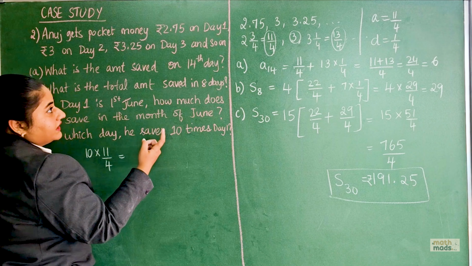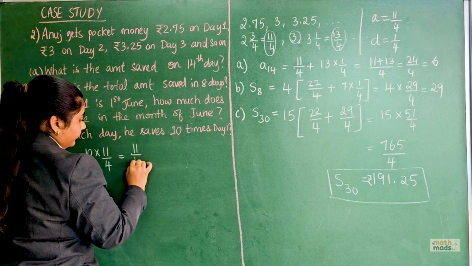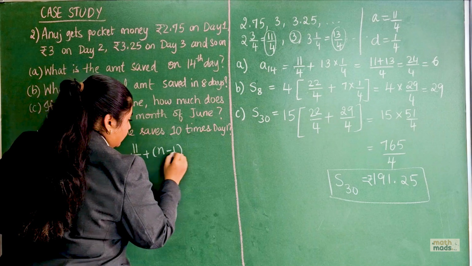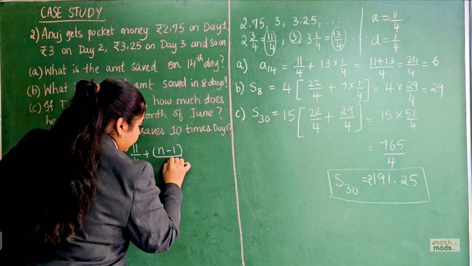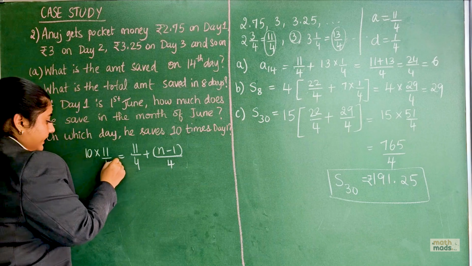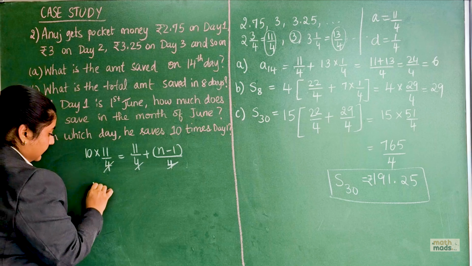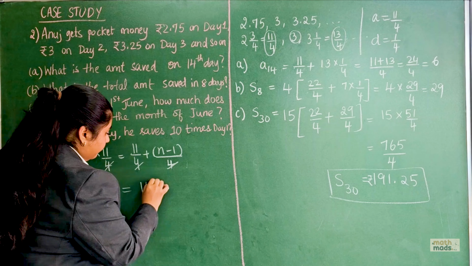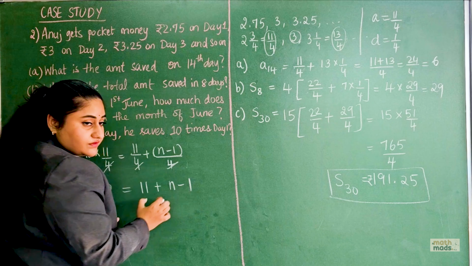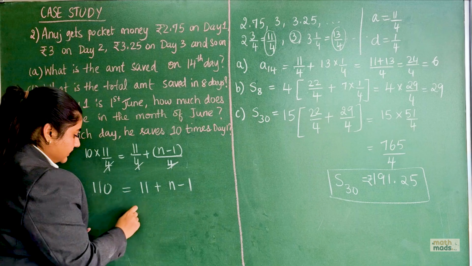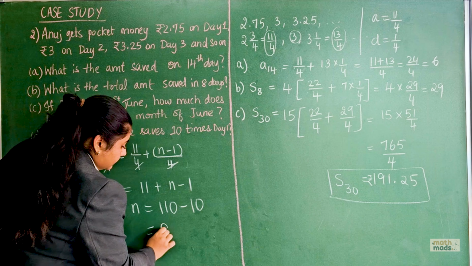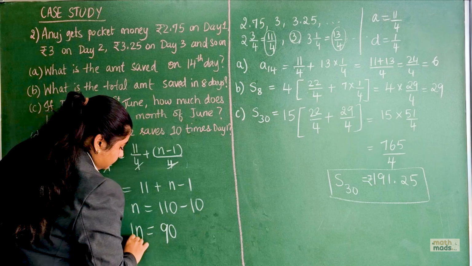So a plus (n minus 1) into d. a is 11/4 plus (n minus 1) into d, which is 1/4. So into 1/4 is nothing but (n minus 1) divided by 4. Now I can see that 4 is common throughout, so I can cancel it out. So 10 into 11 is 110, is equal to 11 plus (n minus 1). So if I do 11 minus 1, I'm going to get 10. So let me shift 10 to the other side. I'm going to get n is equal to 110 minus 10, which is nothing but 100.